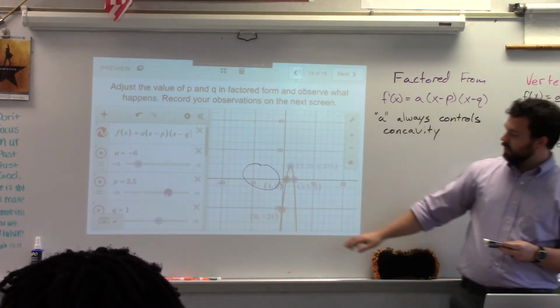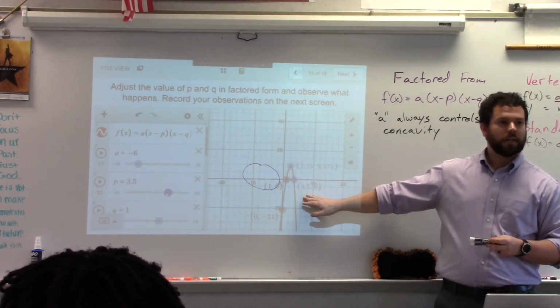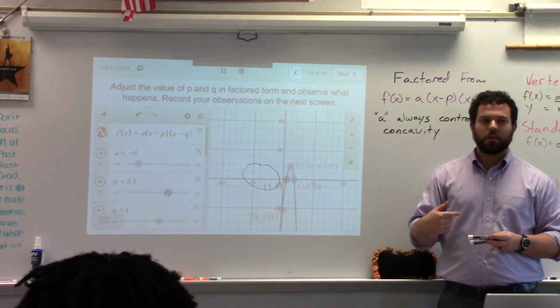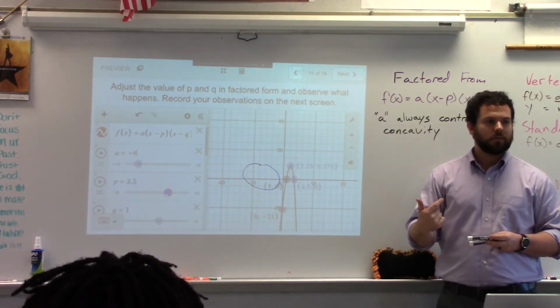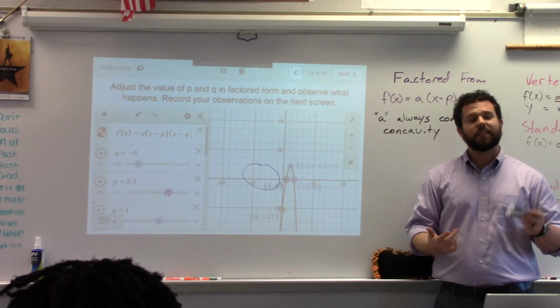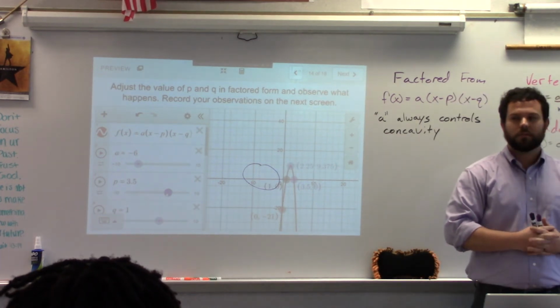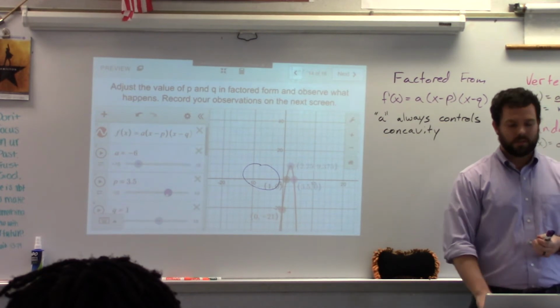3.5. Is that an X-intercept here? Yes, sir. 3.5. So P is controlling a what? The X-intercept. Now you say the X-intercept as if there's no others. Are there any other X-intercepts? Yes. Q.